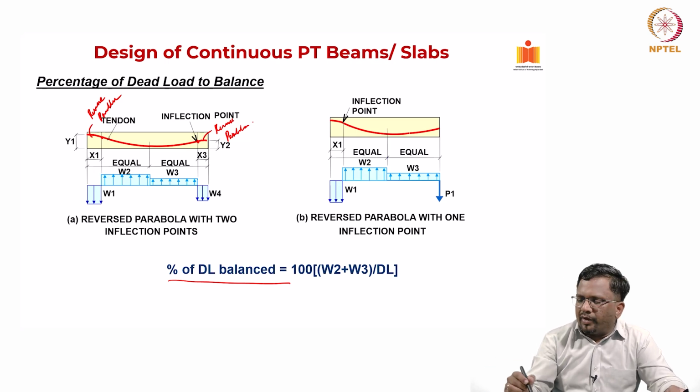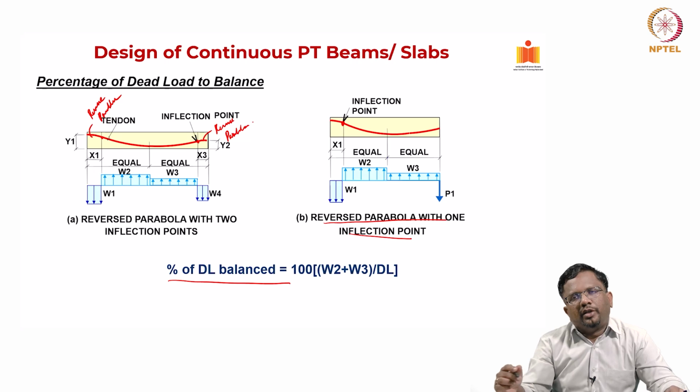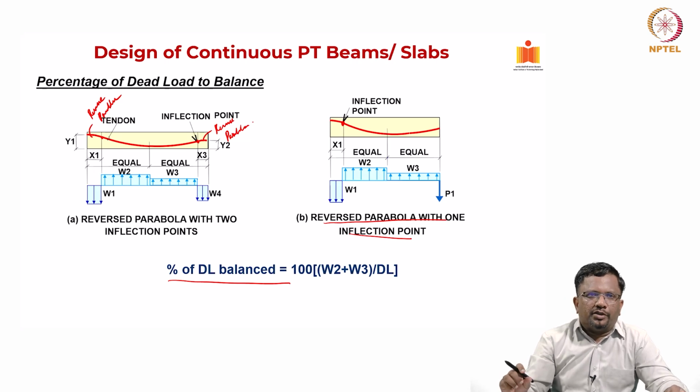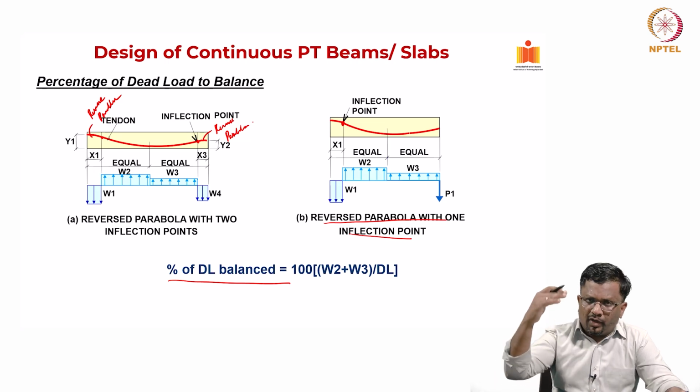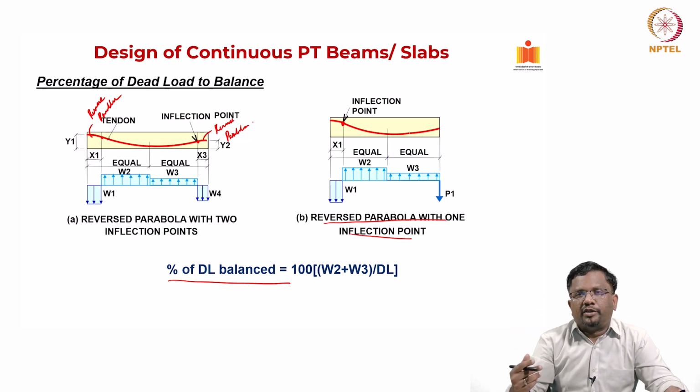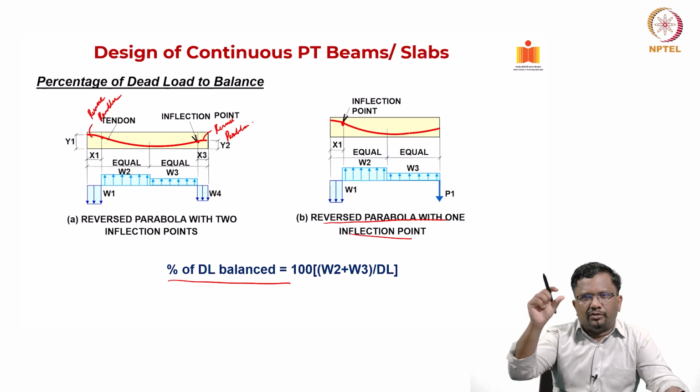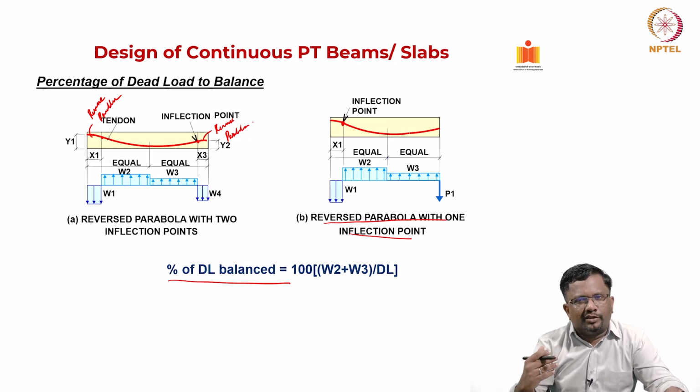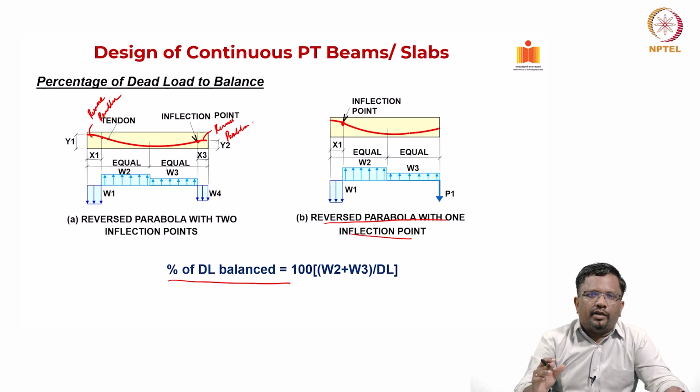So now you can also have a reverse parabola with one inflection point, so only one here like this, so you will have this W1. So again you have to choose your W2 and W3, how much you want to balance. Accordingly you have to choose the amount of pre-stress and the drape that you want. Again the drape also has to satisfy the cover requirements from durability and fire resistance. So we want to put in as much eccentricity as possible, but without violating the concrete cover requirements that are specified by the design codes. So you have to keep this in mind.